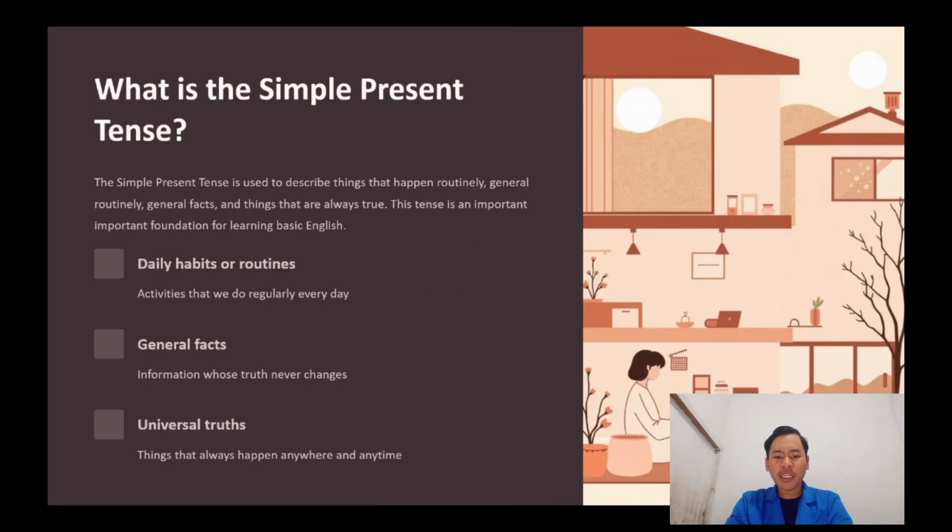Next, what is the simple present tense? So first, let's talk about what the simple present tense actually is. The simple present tense is one of the most basic tenses in English. We use it to talk about things that happen regularly, things that are always true, or habits and routines that we do every day. For example, I go to campus every day, the sun rises in the east, I study English every Monday. All these actions are things that happen again and again. That's why we use the simple present tense, not past or continuous.